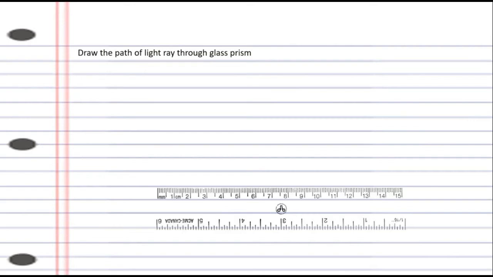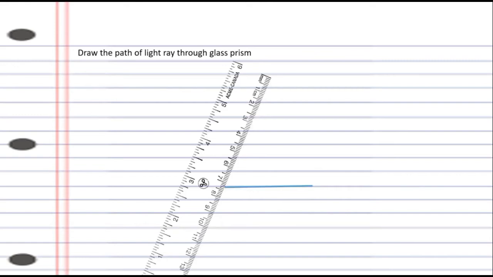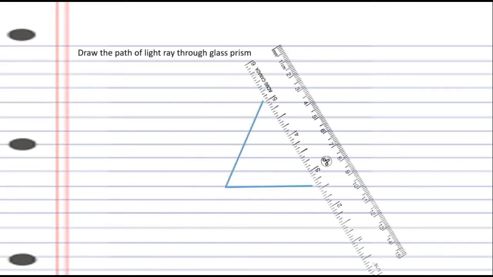So let me draw the base of the prism by keeping a scale. Now again you see that I am using the lines which are already available on the ruled paper. Okay, let me complete a triangle, and this triangle represents a prism.